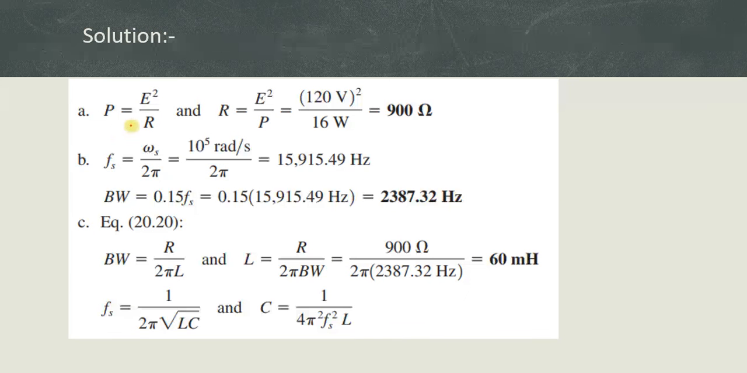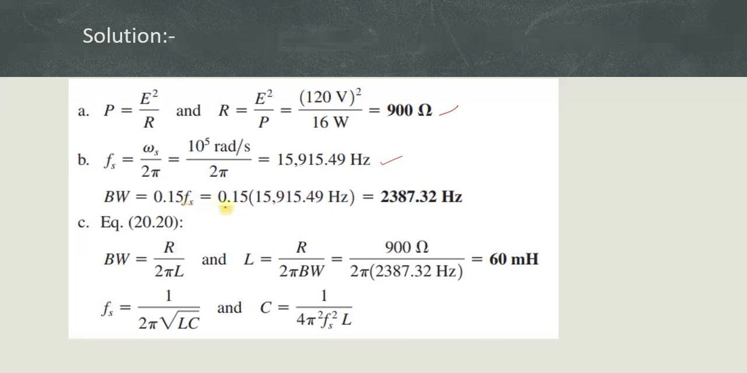We know that power P equals E square by R, therefore R equals E square divided by P. The power consumption is 16 watts and the voltage is 120 volt. If you simplify, the resistance value is 900 ohm. The resonance frequency Fs is equal to omega divided by 2 pi. Omega is equal to 10 to the power of 5 radian per second, divided by 2 pi. If I simplify this, my resonance frequency is around 15,915.49 hertz. My bandwidth is equal to 0.15 into Fs.